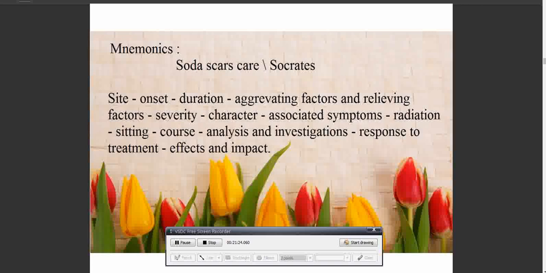So I was telling you that we have a mnemonic called SOCRATES. That is S for site, onset, duration, aggravating factors, relieving factors. And then you can also use SOCRATES, which will still give you the same, but now SOCRATES is kind of more detailed because there are more words to give you facts. So that is that.